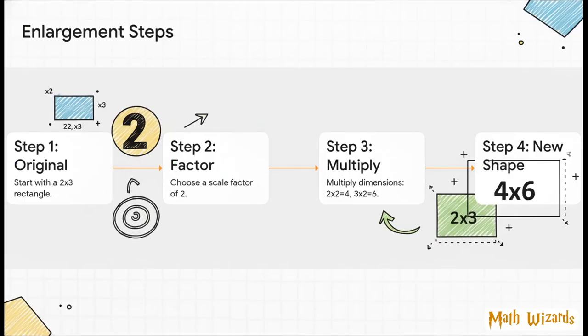Step 1, we've got our original shape, a little rectangle that's 2 squares wide and 3 squares tall. Step 2, we pick our scale factor, which we set as 2. And now for the important part, step 3, we multiply every single measurement by 2. So the width, 2 times 2, gives us a new width of 4. The height, 3 times 2, gives us a new height of 6. And last, step 4, we just draw our new, bigger rectangle with those new dimensions.